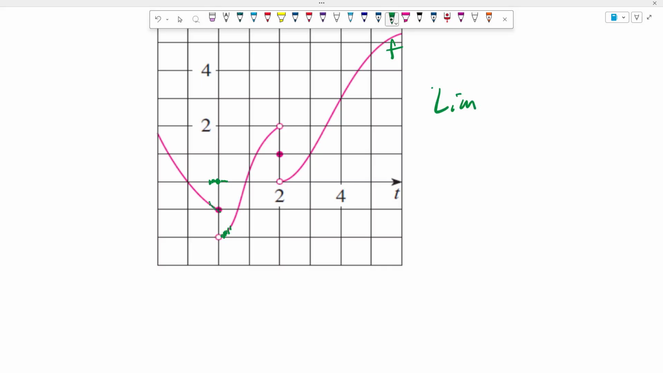What is the limit as x approaches 2 from the left?